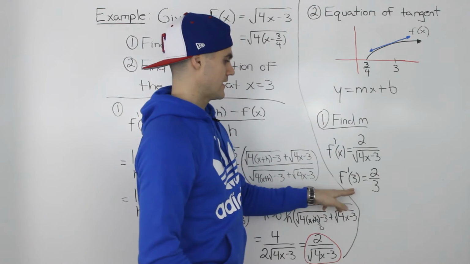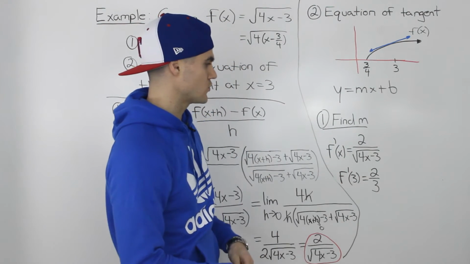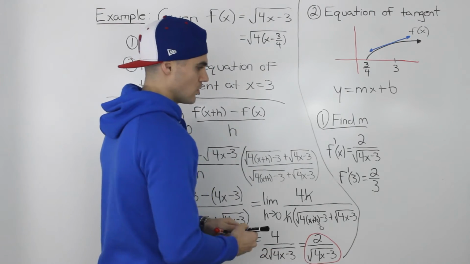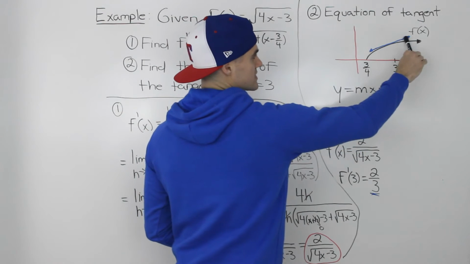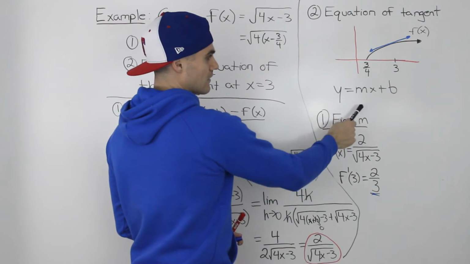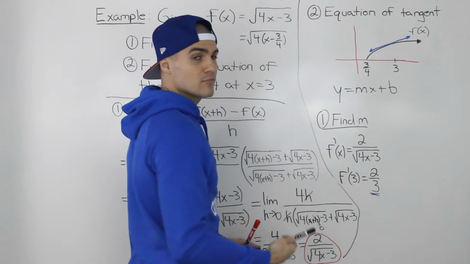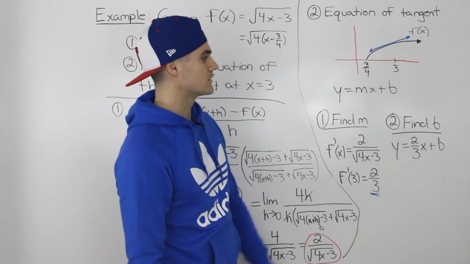So if we plug in that x value 3 into the derivative, f prime of 3 would be 2 over 3. So this 2 over 3 here represents the slope of this tangent, the slope of that blue line. So we have step 1 figured out. We have the m value of the line. And then the second step, we have to find that b value in the line.